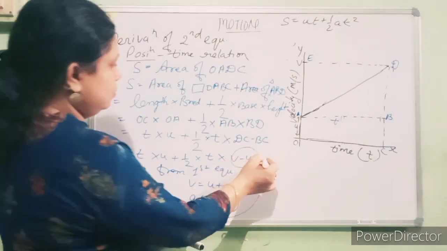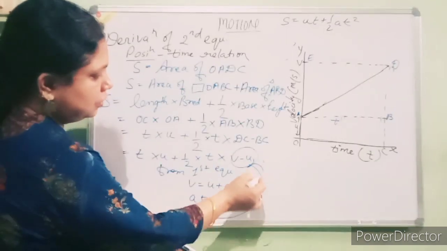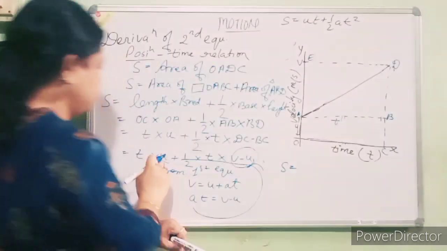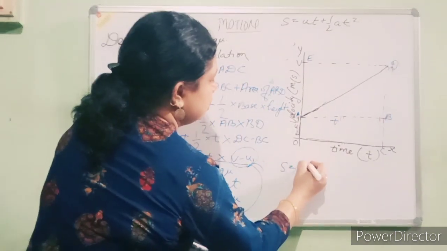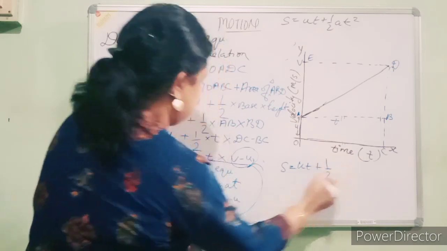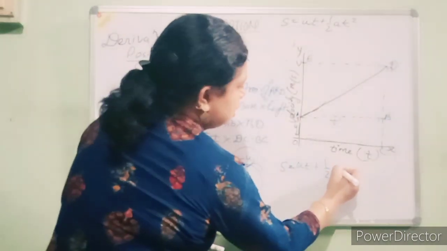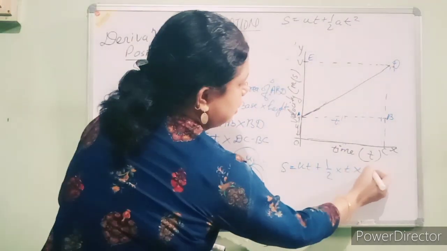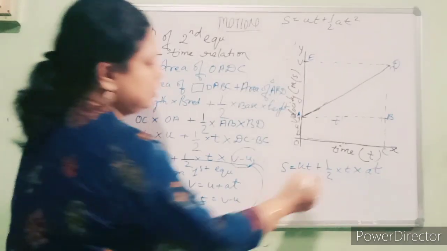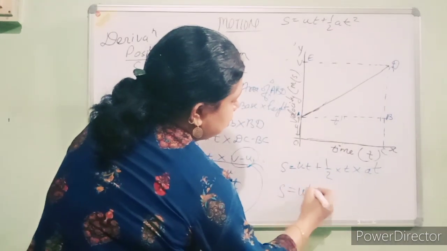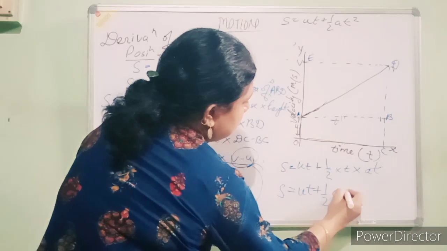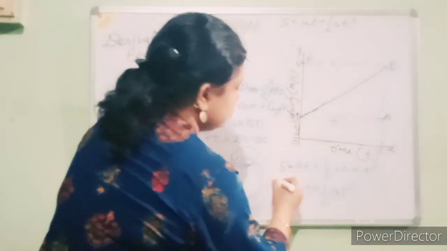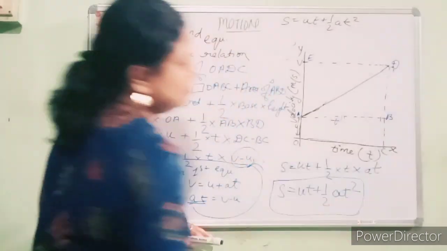By putting the value of AT in this line, S is equal to U into T, that is UT, plus half into T into the value of V minus U, which is AT. Is it clear? Now we can say S is equal to UT plus half AT square. So this is the second equation of motion.